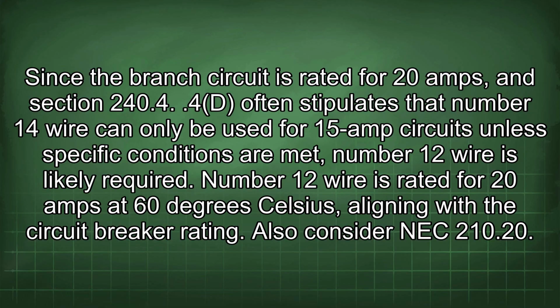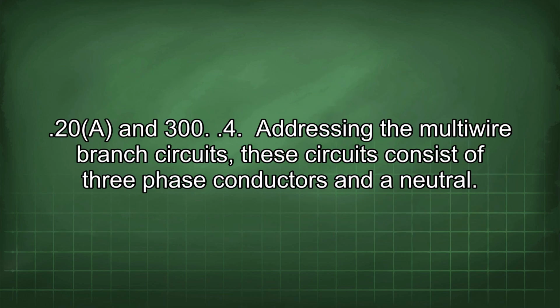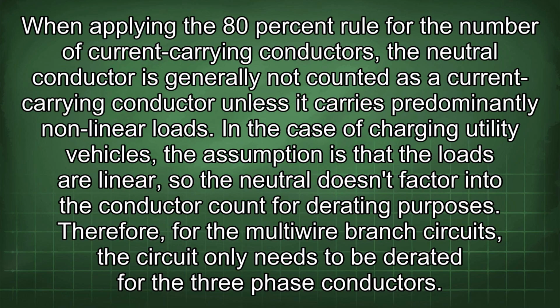Also consider NEC 210.20 and 300.4. Addressing the multi-wire branch circuits, these circuits consist of 3-phase conductors and a neutral. When applying the 80% rule for the number of current carrying conductors, the neutral conductor is generally not counted as a current carrying conductor unless it carries predominantly nonlinear loads. In the case of charging utility vehicles, the assumption is that the loads are linear, so the neutral doesn't factor into the conductor count for derating purposes.